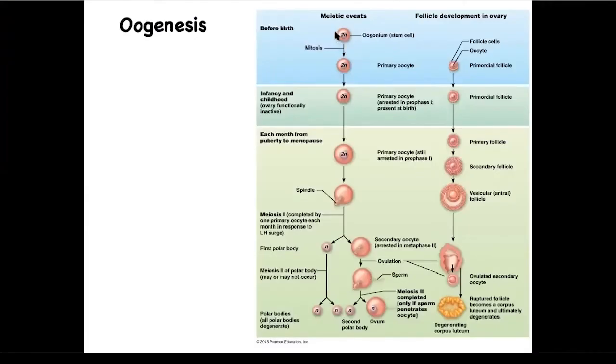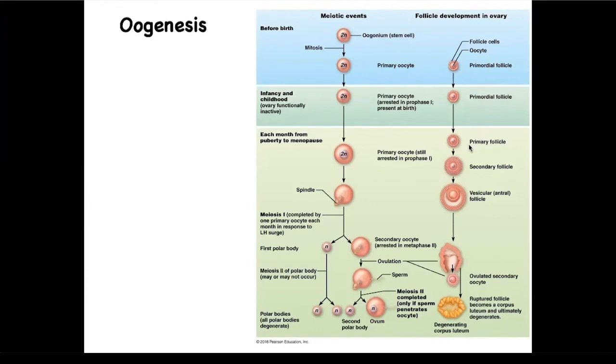This column illustrates the maturation of the oogonium, and the right column will demonstrate the maturation of the follicle. The oogonium will undergo mitosis to produce a primary oocyte. That primary oocyte will be located within a primordial follicle. The primary oocyte begins meiosis I, and at birth it is still arrested in meiosis I. Recall that meiosis I is not completed. At birth, that primary oocyte is located still within the primordial follicle.